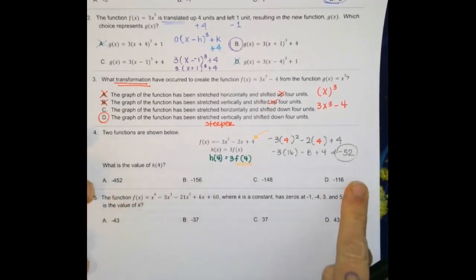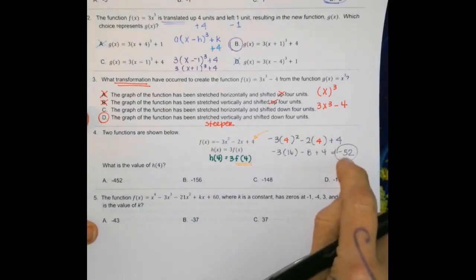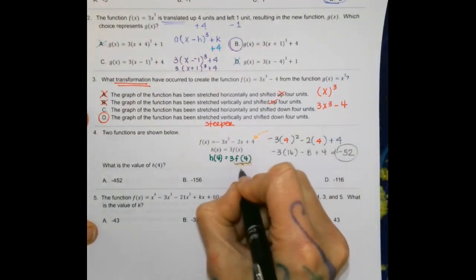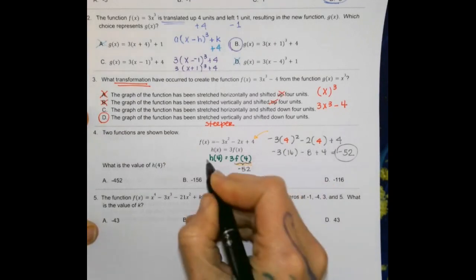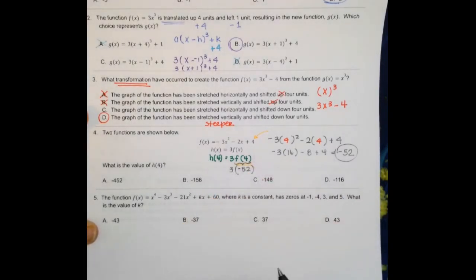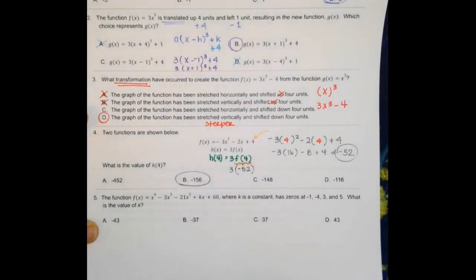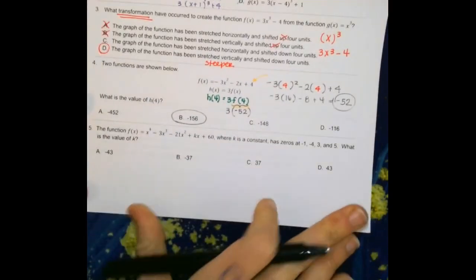They were really kind not to give you that. I will be honest, most of your EOC questions are not multiple choice though. Be careful because that negative 52 is not your answer. That is your f of x. So f of 4 is a negative 52, but h of 4 is what we're solving for, and we have to multiply that by 3. So 3 times a negative 52 is going to be a negative 156. Oh man, sorry for sniffing, guys.